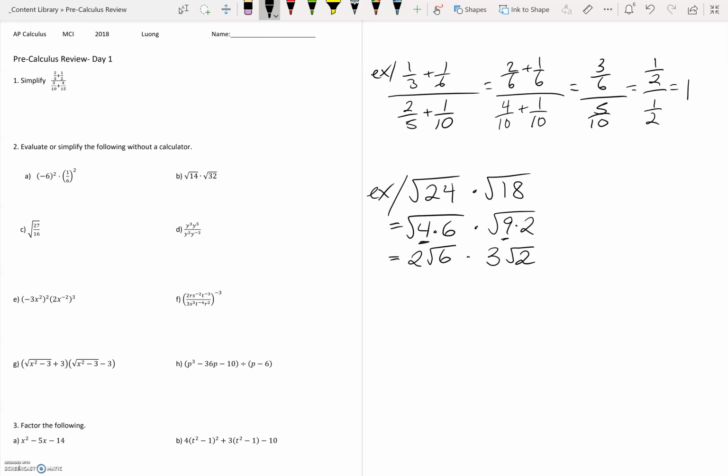Now we can multiply these. So 2 times 3 is 6. And then we multiply whatever's on the inside, so 6 times 2 is 12. Now we're not done here because it looks like we can simplify this a bit further.